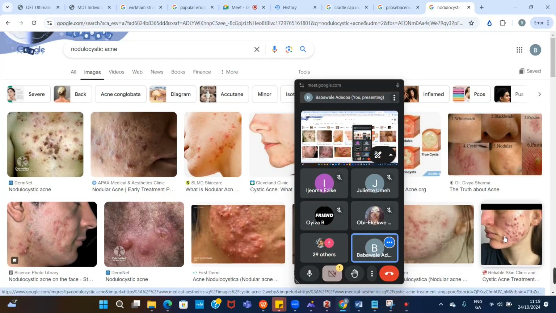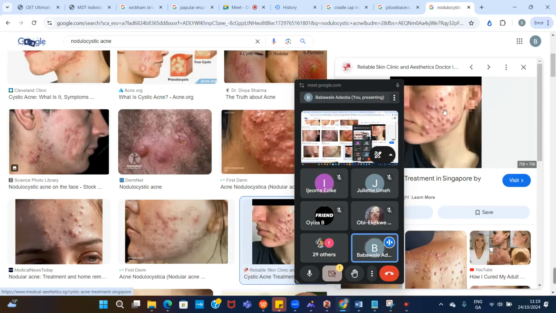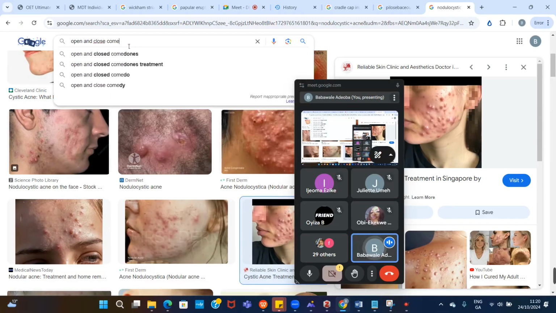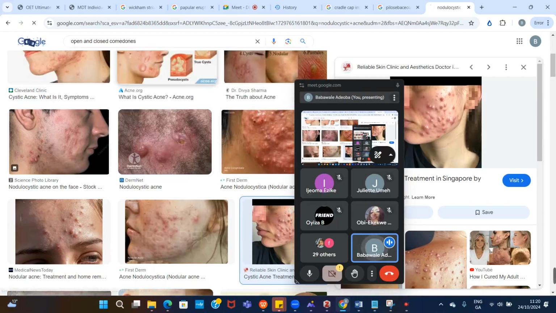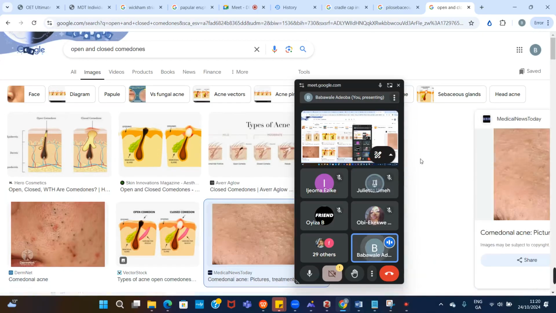Can we see this? This is very bad. Can we appreciate all these abnormalities here? We can see nodules everywhere, just rough. The treatment approach for this patient is different from what you do for another person. Now, let me also show the open and the closed comedones, so we can see what I'm talking about. If you see the comedones, think about acne.